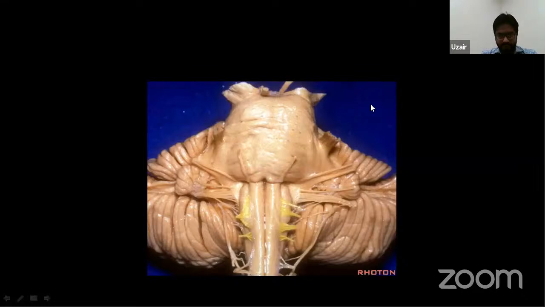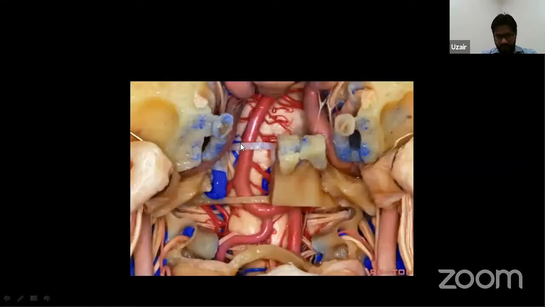Again, this is a clival dissection, close view. Here we have the vertebral artery, this is the basilar artery, then we have the 9th cranial nerve, then the 10th cranial nerve, and the 11th cranial nerve. And we can appreciate this sleeve on the right side as well as on the left side, through which this structure is passing, that is the hypoglossal nerve.